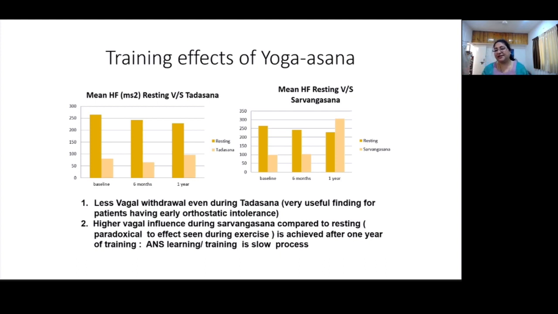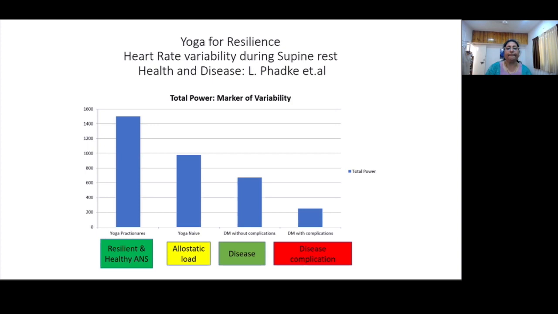So yogasanas or any kind of these mind-body techniques, though they start working immediately, the persistent effect or the actual learning effect you observe after at least 6 months of training. So you have to do yogasana for at least 6 months to train your autonomic nervous system.